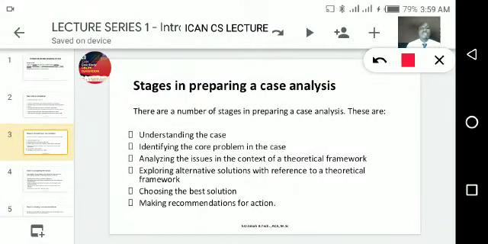Now, in this episode, we'll be looking at the stages involved in preparing a case analysis. That is, what are the stages that you have to pass through before you can say you have analyzed the case? Now, one of these stages is for you to understand the story behind the case presented.